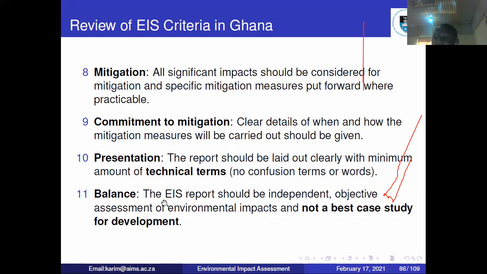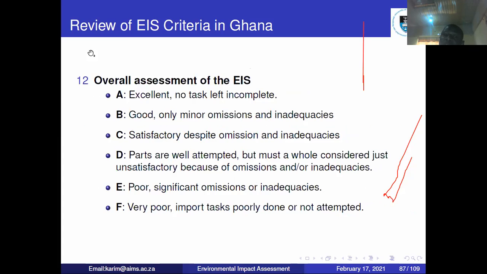Let it be independent. Assess the environmental impact appropriately, how they should be assessed. Don't assess them in a way that will suit the project that you want to undertake. That is very risky. And once you submit that, the people will review and then assess. Ministry of Environment, Science and Technology, together with the Environmental Protection Agency, they will review the statement. And then they will give their final comments.